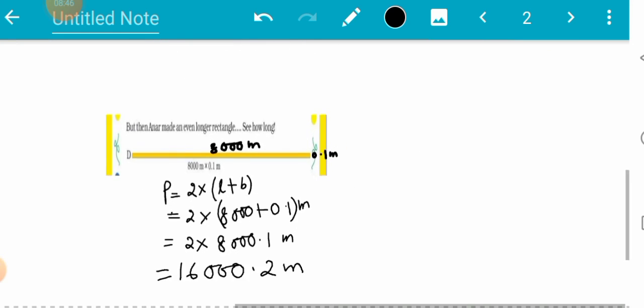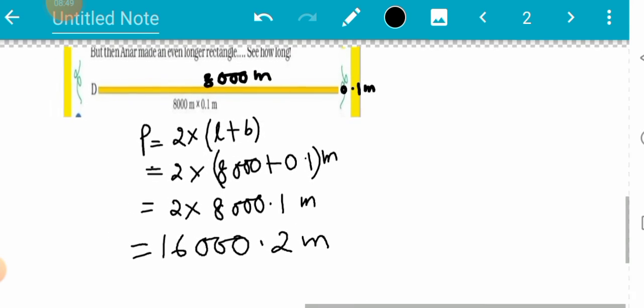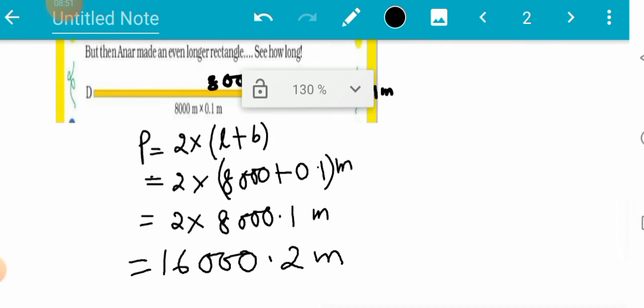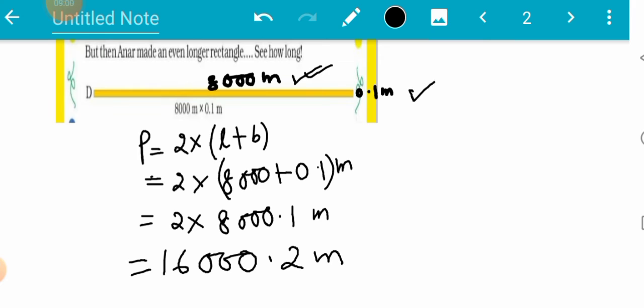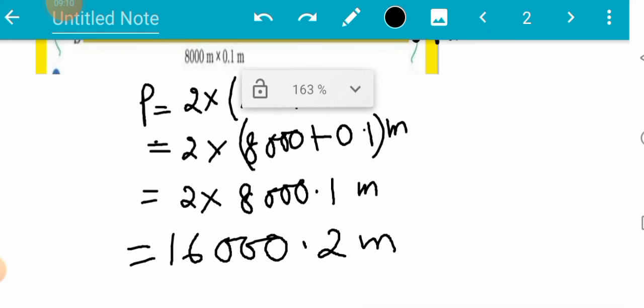Now for rectangle D, Anar has chosen this area. The length of this rectangle is 8000 meter and breadth is 0.1 meter. As he is decreasing the breadth and increasing the length, the perimeter becomes 2 into L plus B, 8000 plus 0.1. It will be 2 into 8000.1 meter, that means 16,000.2 meter. So big length.